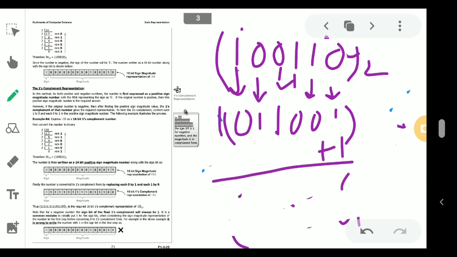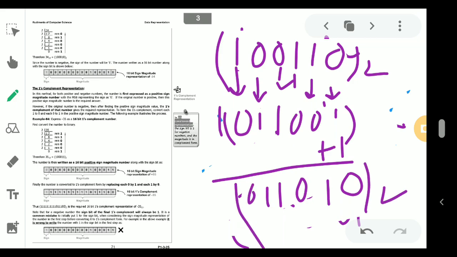That is 1 plus 1 is 0, carry over 1. That carry 1 plus this 0 is 1. So we get 0, 1, 1, 0. So this is the 2's complement of the number. In this way, we will find out the 2's complement. So if a question comes where some number like minus 14 is given, and you have to find out the 8-bit 2's complement representation, you know how to represent a negative number.